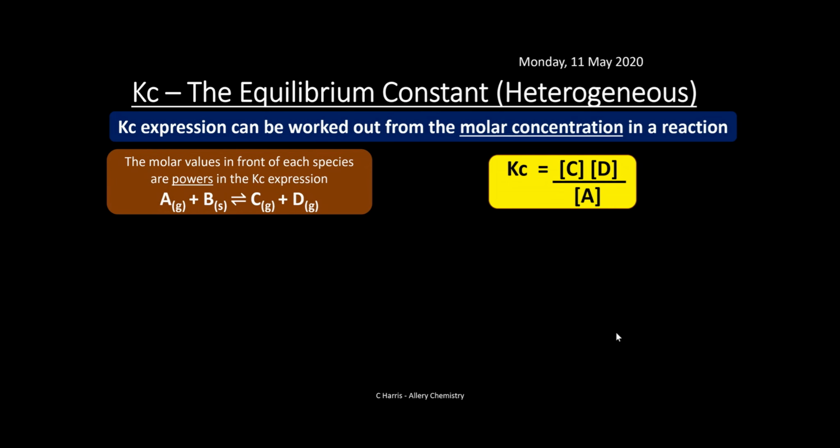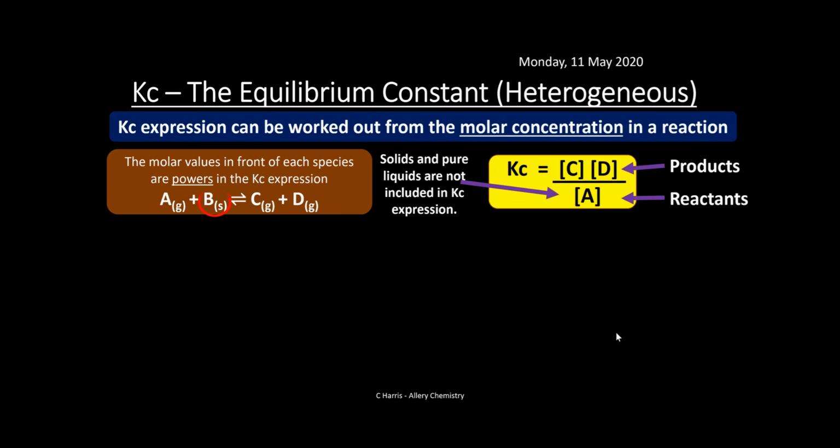But notice here we've got the molar values of A, B, C, and D, and we've written our Kc expression. Notice what we've done is we've missed out B from our Kc expression. This is because solids are pure and liquids are not included either. Anything which is a pure liquid or a solid is omitted from a Kc expression. Anything that's solid or a pure liquid that you see in an equation, you do not write in your equilibrium constant.